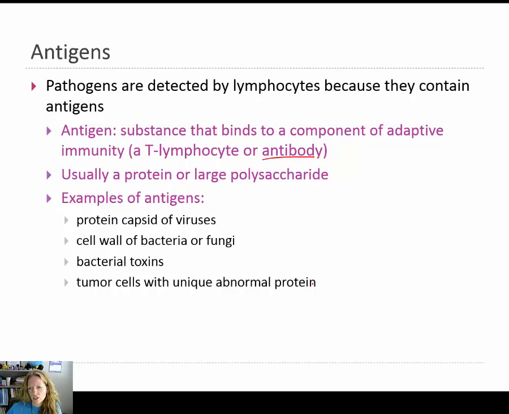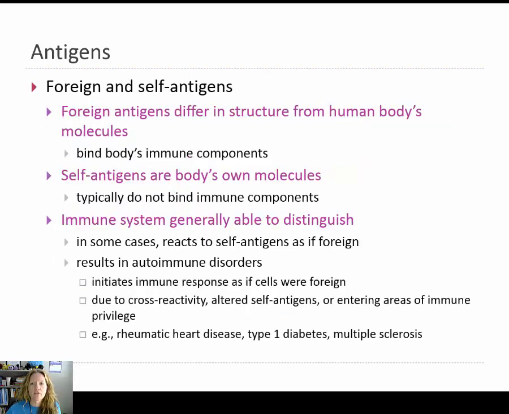So let's talk about what kind of antigens we have. There's the protein capsids of viruses, cell walls of the bacteria or fungi, bacterial toxins, tumor cells, all of these. These collectively here, because they are found on an infectious agent, are known as foreign antigens.